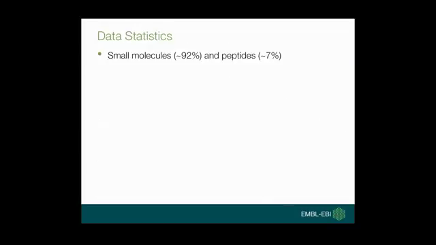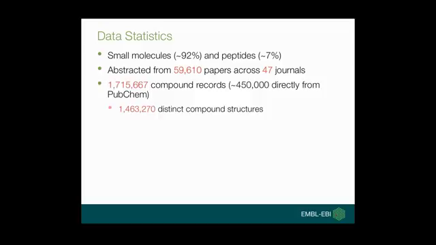Just to run through some stats of what we currently have in ChEMBL, approximately 92% of ChEMBL are made up of small compounds and about 7% are peptides. The other 1% are made up by anything that cannot be classified as a small compound or a peptide. We've currently abstracted data from 59,000 papers across 47 different journals. This has meant that we have 1.7 million compound records, with about 500,000 directly from PubChem.